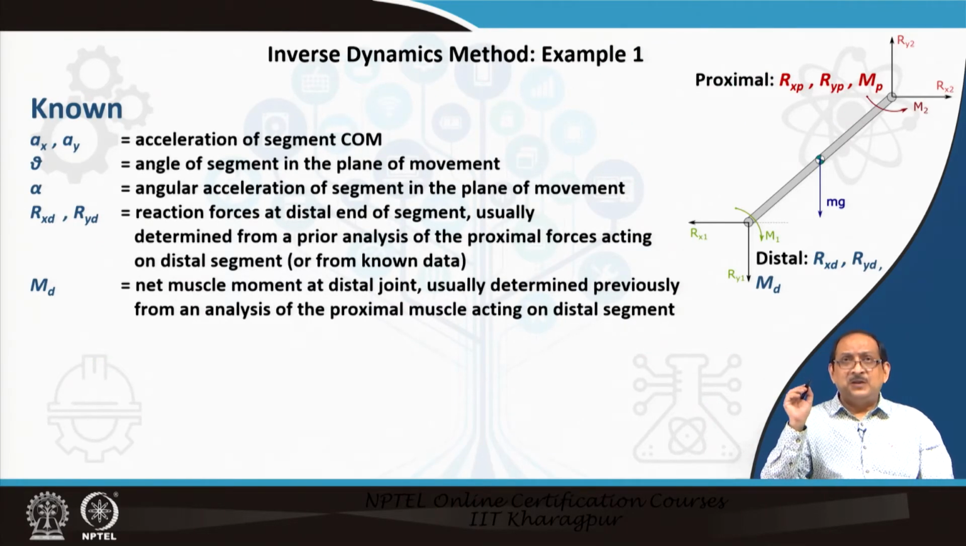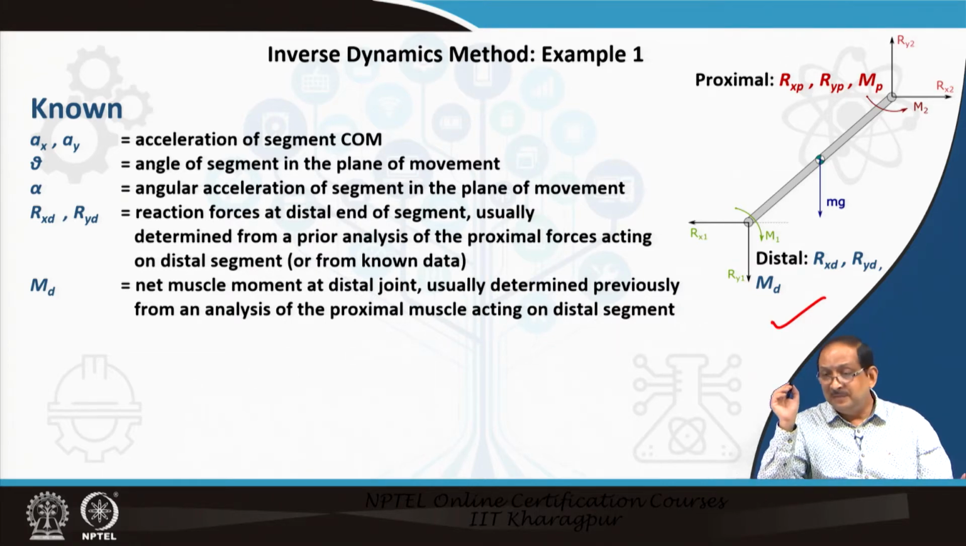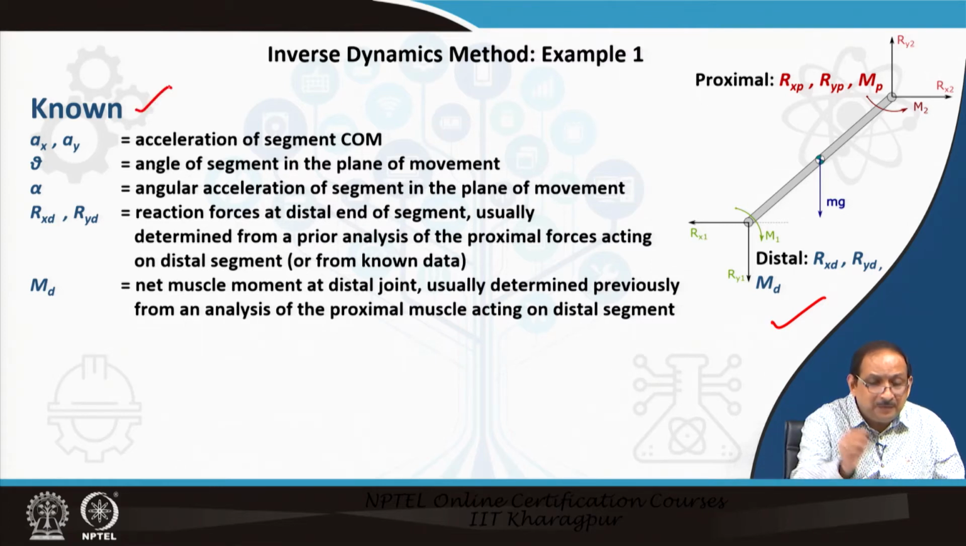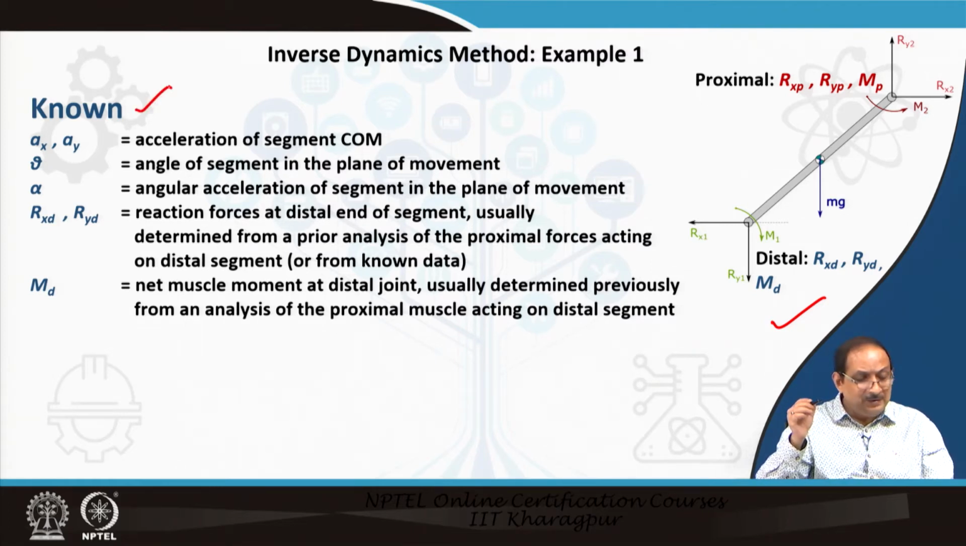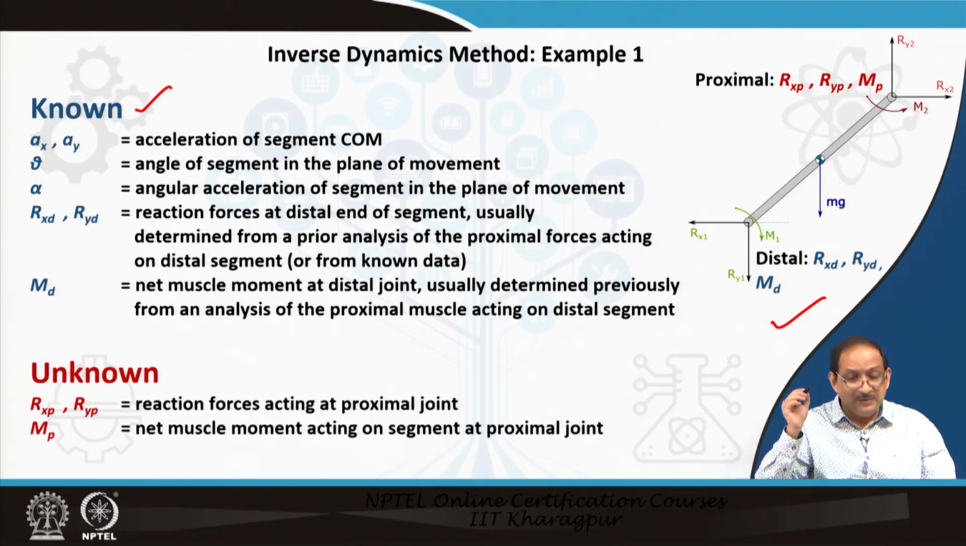Now, let us consider the first example of one problem that we are going to solve. In a free body diagram of a link segment model, a few known variables and some unknown variables are presented in this slide.